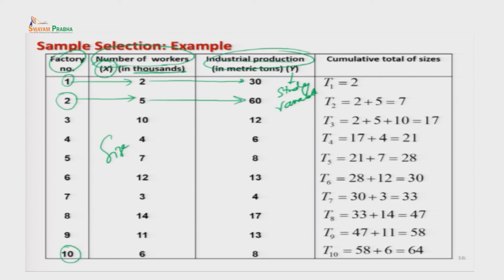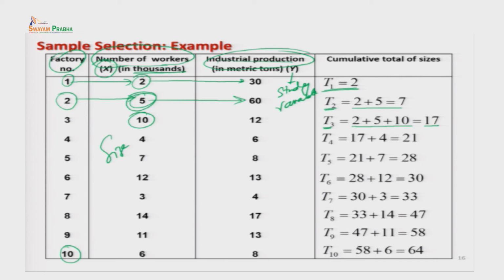Now you can see I am trying to find the cumulative total. Remember, you have to find the cumulative total on x. The first unit here is 2, so T1 becomes 2. The second unit is 5, so the second cumulative total T2 becomes 2 plus 5, and similarly the third unit is 10, so the third cumulative total T3 becomes 2 plus 5 plus 10, equal to 17, and so on.